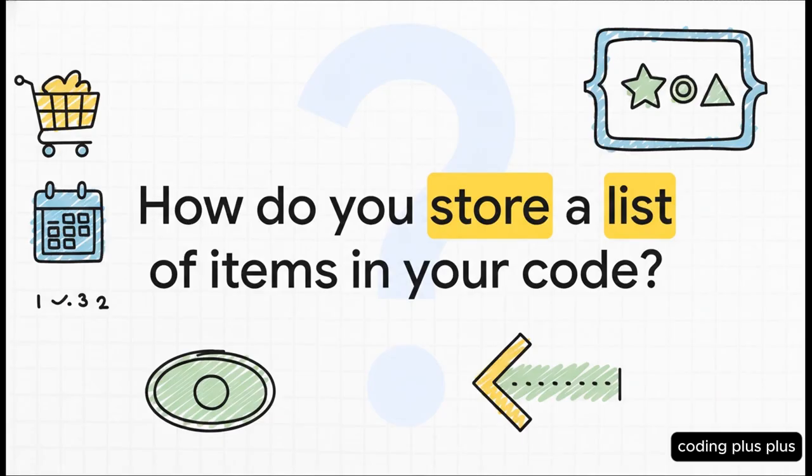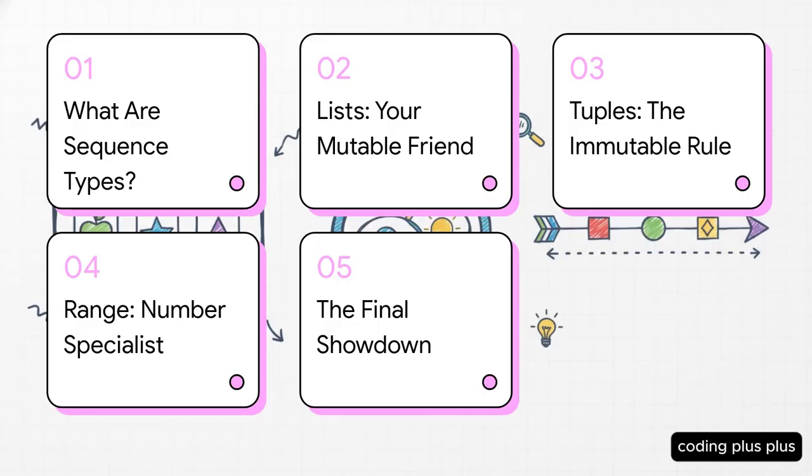You need to handle a whole bunch of items at once. It could be a shopping list, the days of the week, maybe a sequence of numbers. How do you actually store that? Well, Python's got your back with 3 really powerful tools for exactly this job, and knowing which one to pick, that's a game changer.